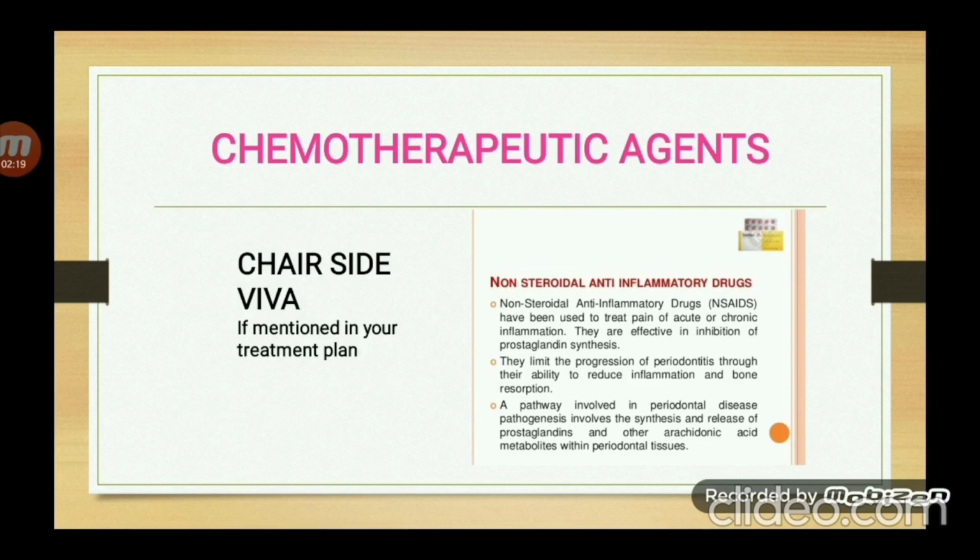We all know what it does. It's an anti-inflammatory drug. So it will be used to treat pain for acute and chronic inflammation, and it also inhibits the prostaglandin synthesis. So how will it reduce or limit the progression of our disease, periodontitis? By reducing the inflammation. If it reduces the inflammation, the bone resorption will also be limited.